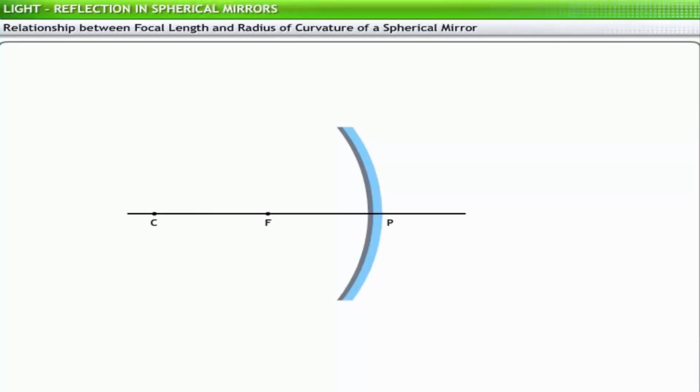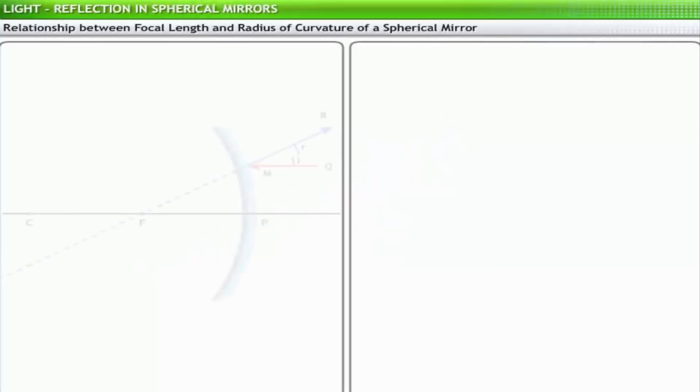The focal length of a spherical mirror depends on its radius of curvature. Consider a ray Q, parallel to the principal axis, incident at point M on the mirror. This incident ray is reflected in accordance with the laws of reflection. When the reflected ray is extended beyond the mirror, it meets the principal axis at point F, which is the principal focus of the mirror.